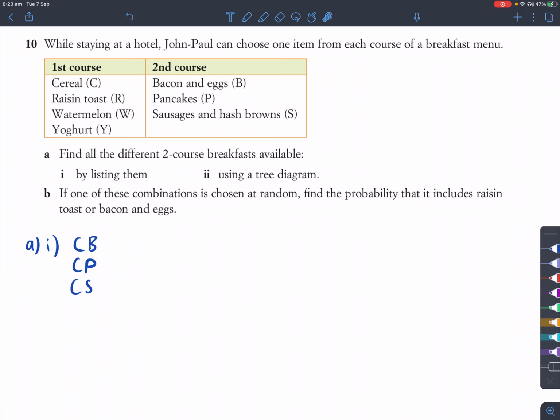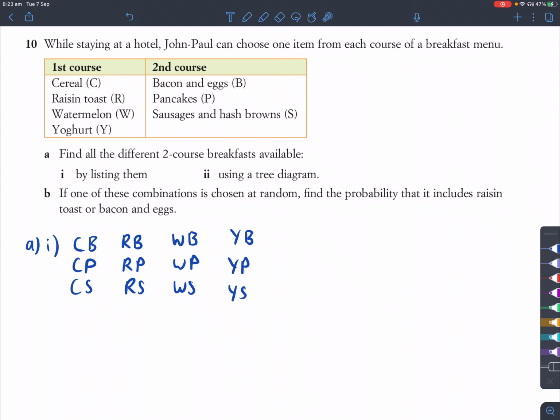And then we do the same thing for the next option for our first course. So we now choose our raisin toast and pair that up with these 3. So now we'll have RB, then RP, then RS. And just do the same thing for W. So that will be WB, WP, WS, then finally a yogurt with each of those 3. And you'll basically get 3 by 4 results, which is 12 results altogether, and that's by listing them.